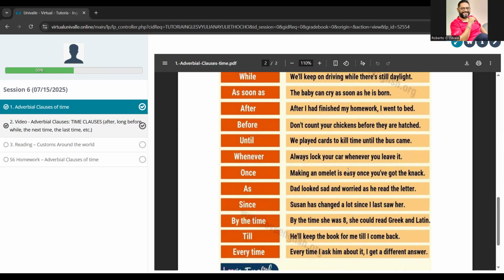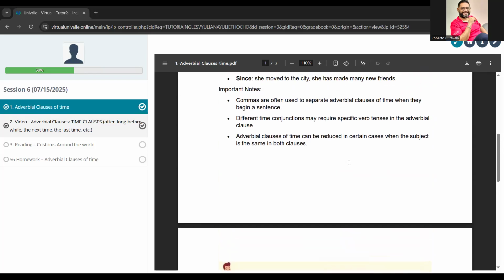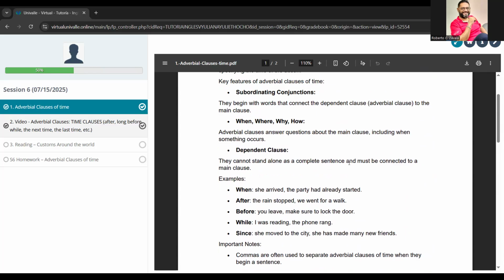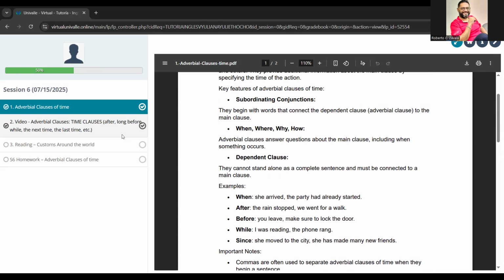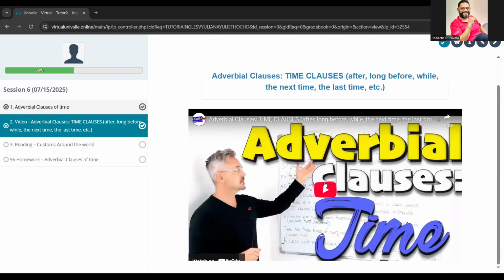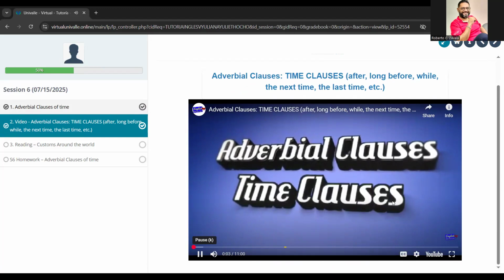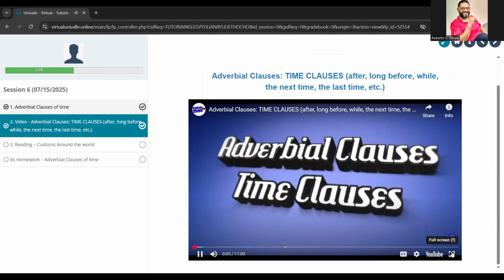So that is basically the uses of these conjunctions that we use for time. We have a nice video coming up. We're going to watch a little bit of it, and it explains in detail exactly what I'm referring to.